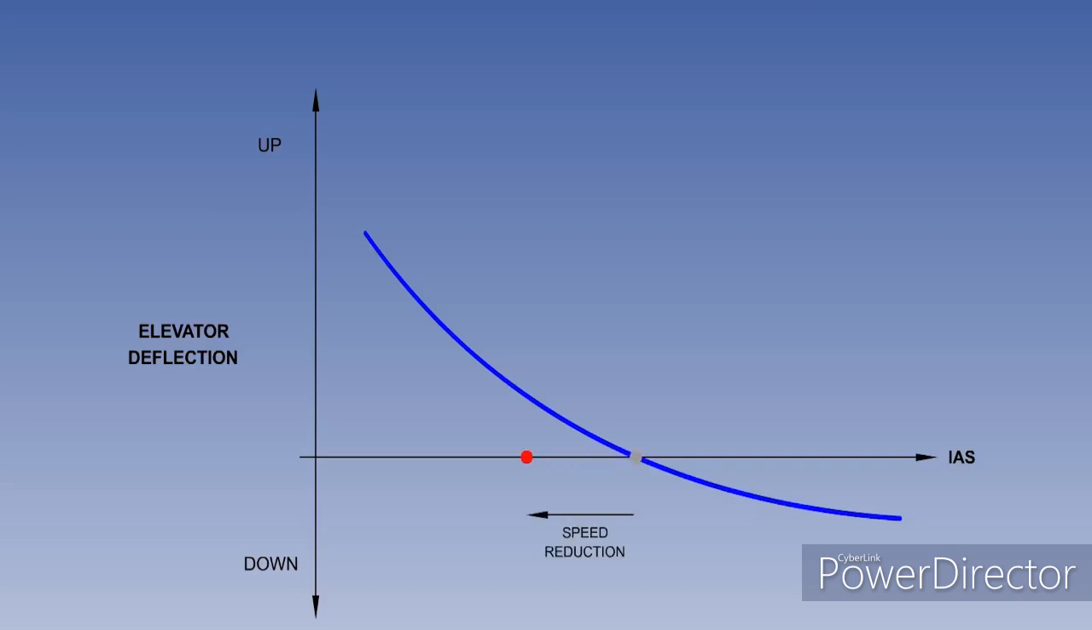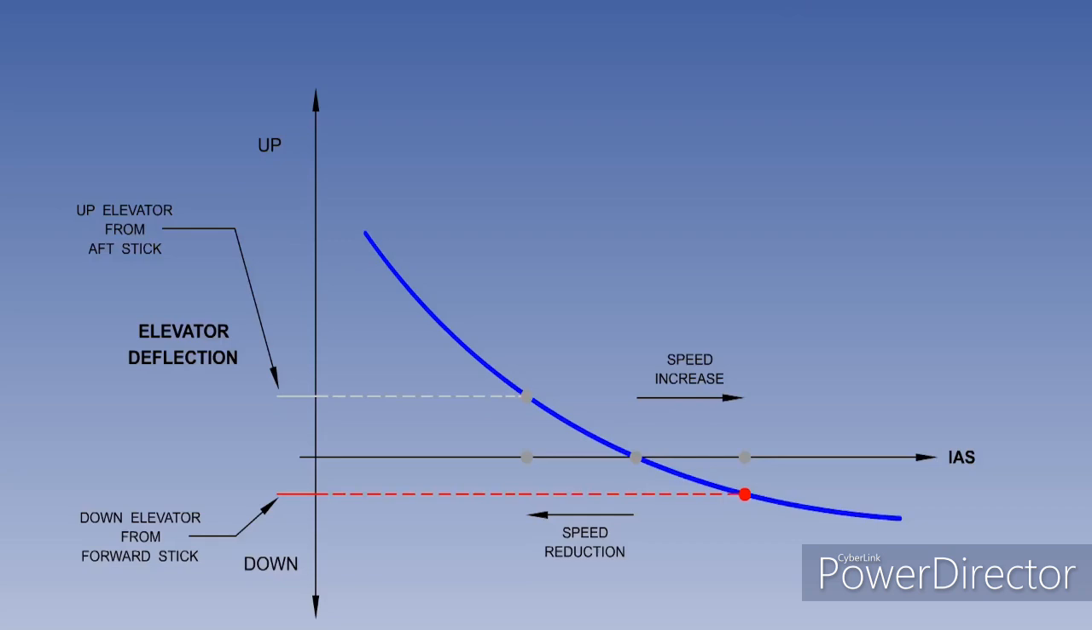While maintaining level flight, as the indicated airspeed is reduced, the elevator must be moved up. This requires the pitch control in the cockpit to be moved aft. Reset the graph. While maintaining level flight, as the indicated airspeed is increased, the elevator must be moved down. This requires the pitch control in the cockpit to be moved forward.